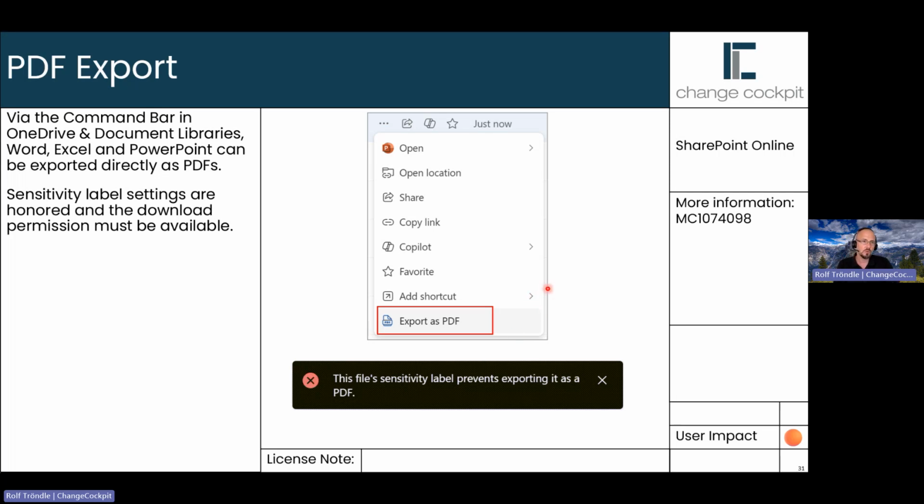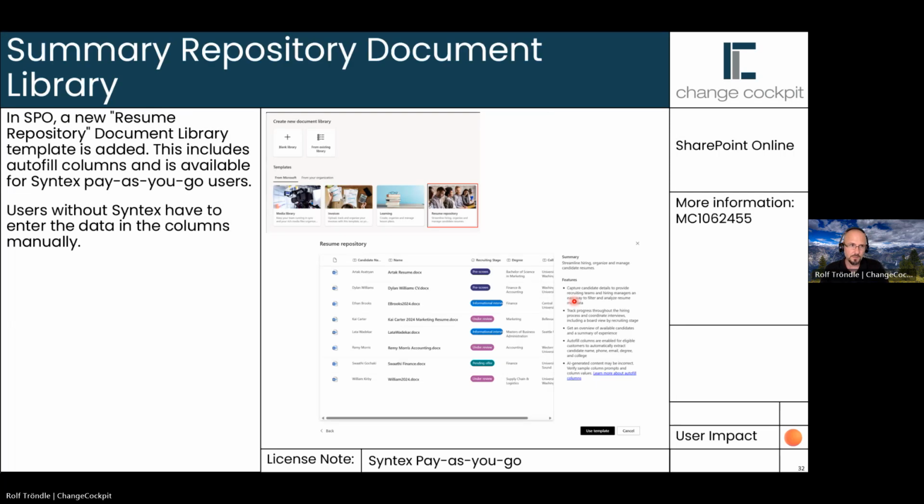And this allows you to export this document directly to PDF, but sensitivity label settings will be honored, meaning if you don't have the permission to export this as PDF, then it won't work and this error message will be shown. And yes, you need download permission and write permission to the library, because this PDF will be written directly next to the original document.